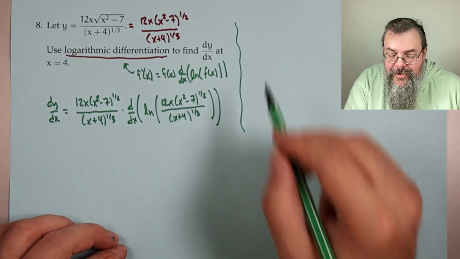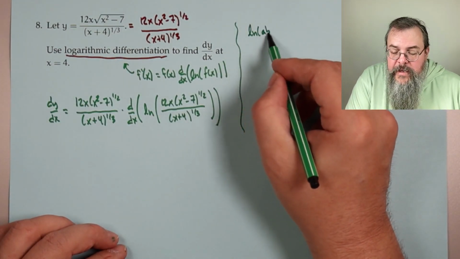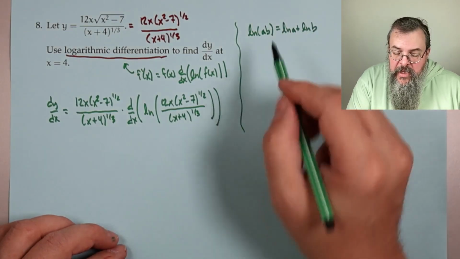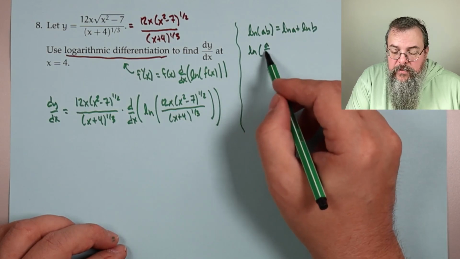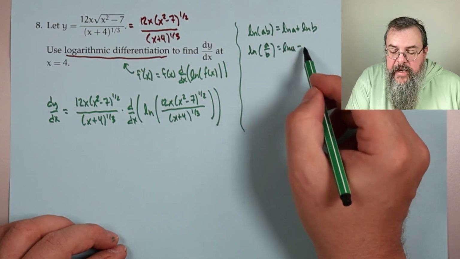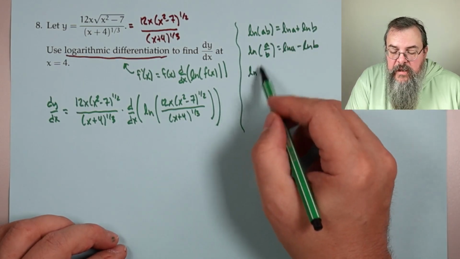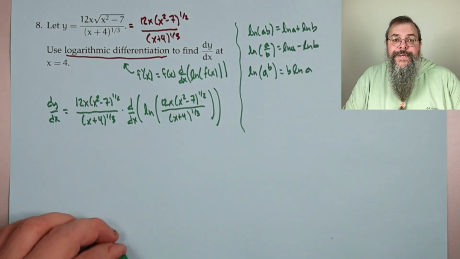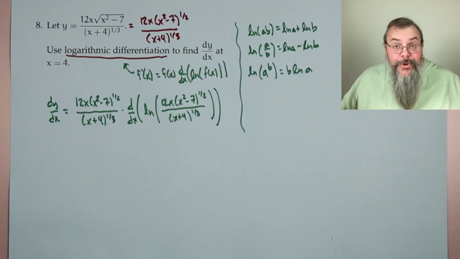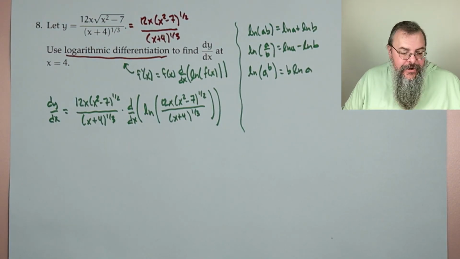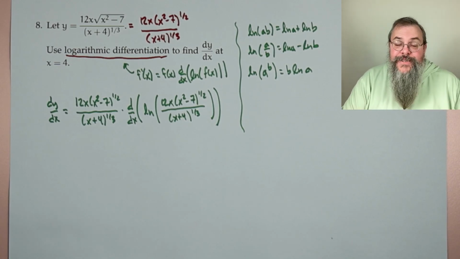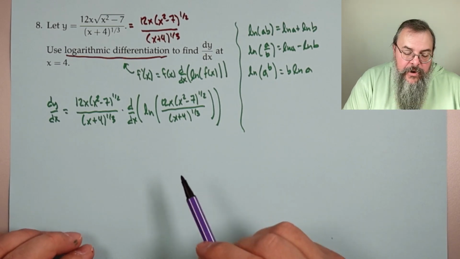Now, remember, we have rules. Log of AB is log A plus log B. Log of A over B is log A minus log B, and log of A to the B is B log A. All right, that's our pull things apart with log tools. Well, isn't that very convenient? Almost as if we planned it, right? Well, no, of course we didn't plan it. That's our idea.